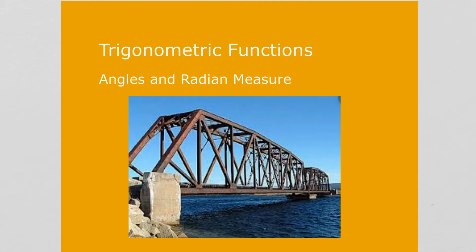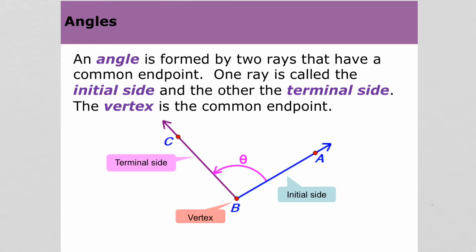Our first trig lesson is on angles and radian measure. So an angle is formed by two rays. So you've got one ray going out this way and another this way.